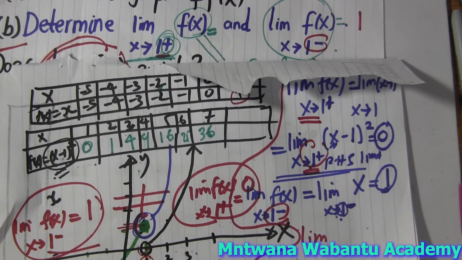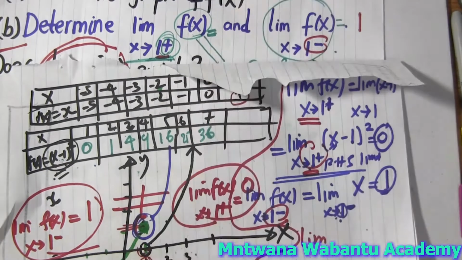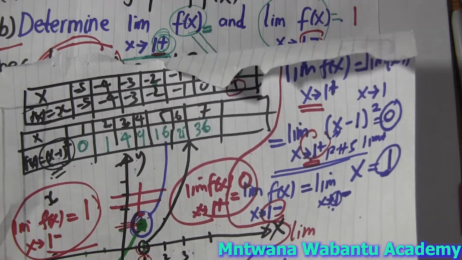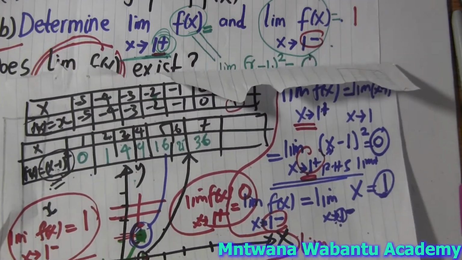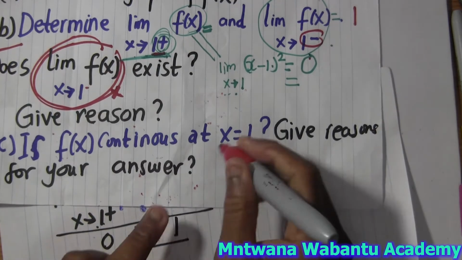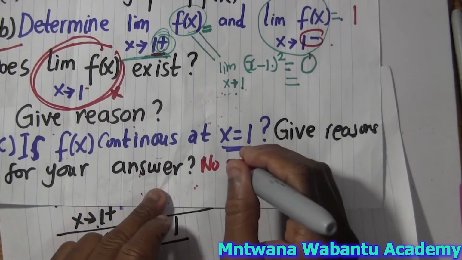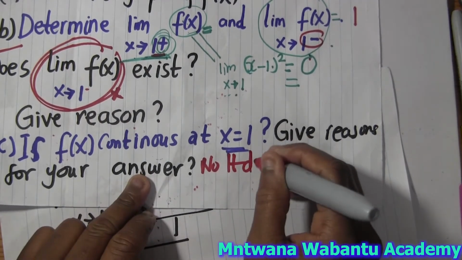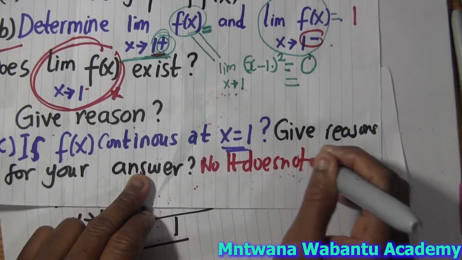Because the reason for this case is that the limit on the left hand side is not equal to the limit on the right hand side. So the reason we say f is not continuous is because the limit of f of x does not exist. So I can say, no, it does not continue.